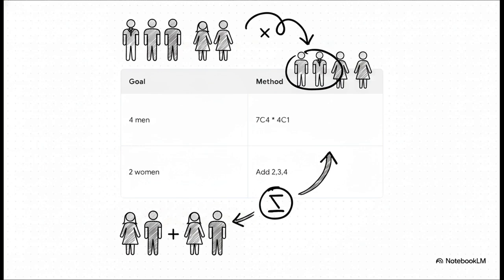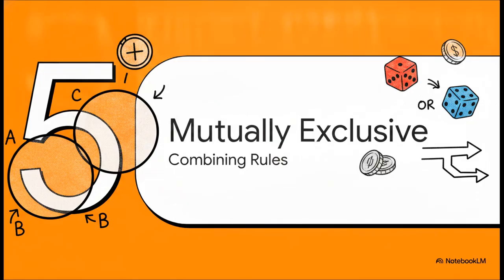For example, at least 2 women means calculating the exact combinations for 2 women and 3 men, plus 3 women and 2 men, plus 4 women and 1 man. You calculate those 3 exact scenarios separately, add the results all together, and divide by your total sample space. It's not actually hard, it just requires some systematic patience. Moving into Section 5, mutually exclusive events.